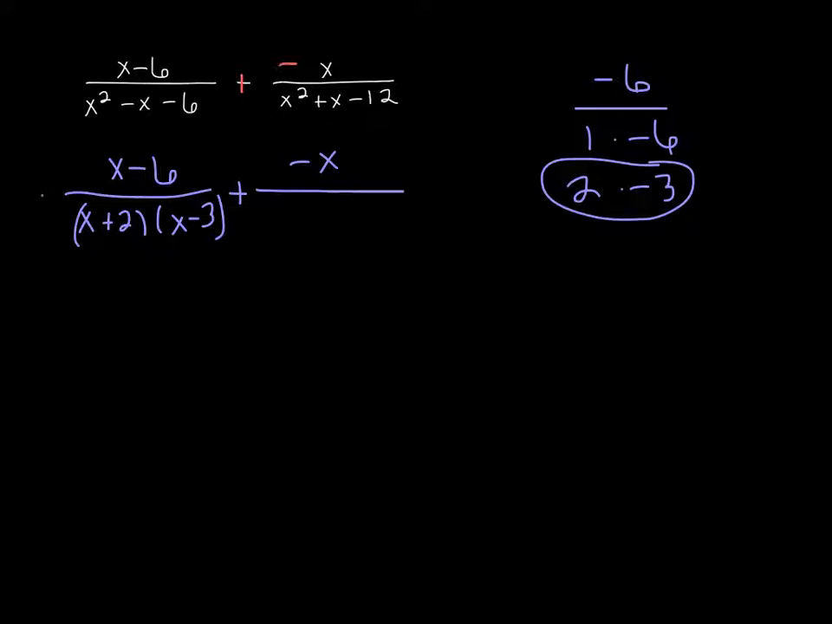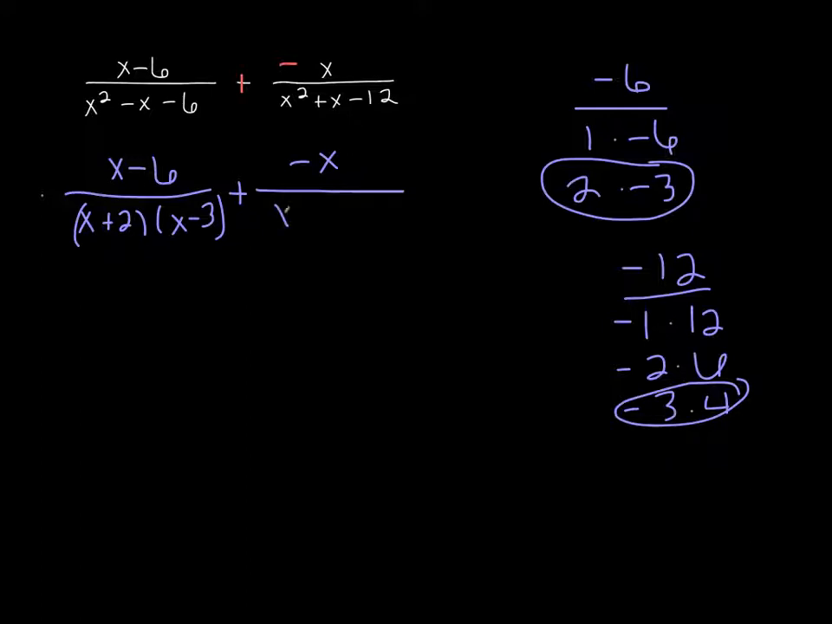For the next one, we have x squared plus x minus 12. So a times c is negative 12. Signs are different again, but this time b is positive. So the larger number is positive. Negative 1 times 12. Negative 2 times 6. Negative 3 times 4 is the one we want. So x minus 3 and x plus 4.